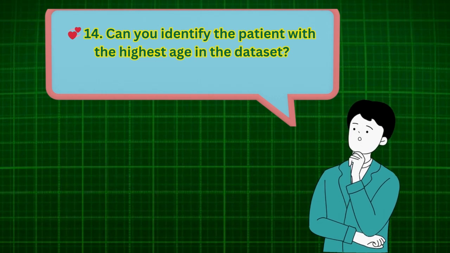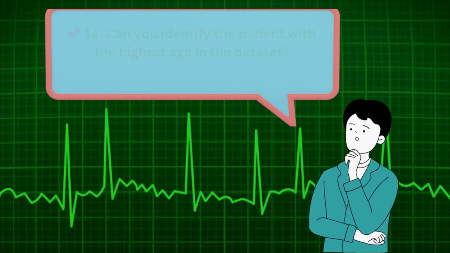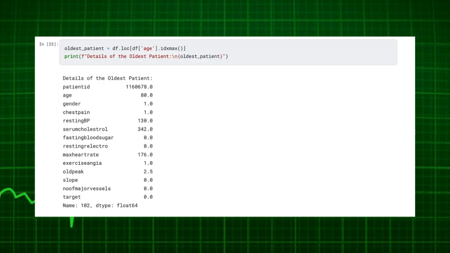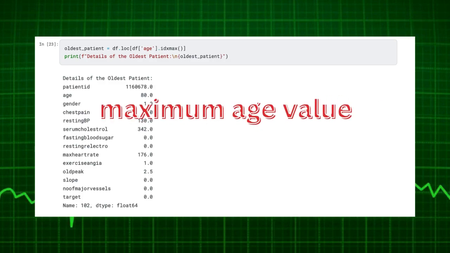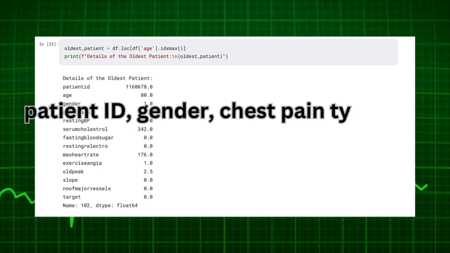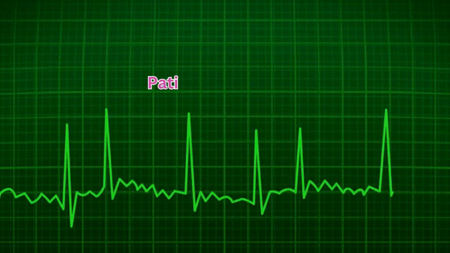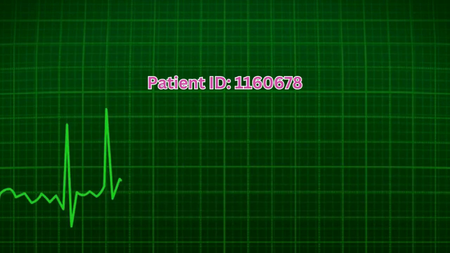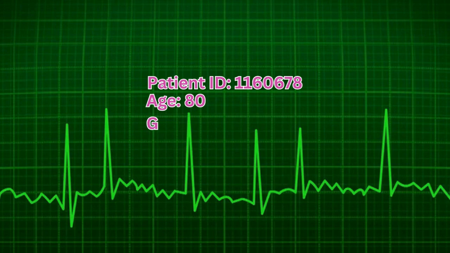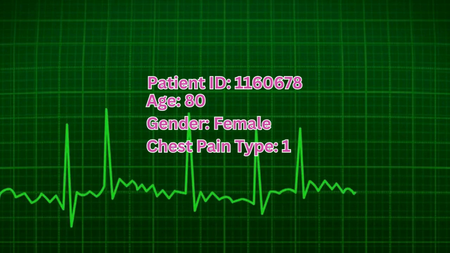14. Can you identify the patient with the highest age in the dataset? To identify the patient with the highest age, we first find the maximum age value in the dataset. Then, we extract additional details such as patient ID, gender, chest pain type, and target, indicating heart disease presence. Patient ID: 1,160,678. Age: 80. Gender: female. Chest pain type: 1. Target: 1.